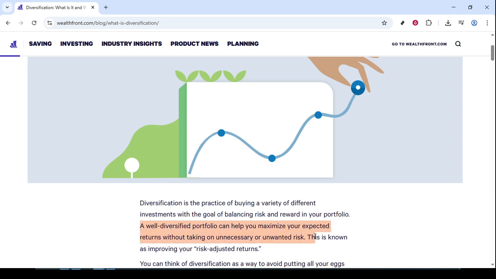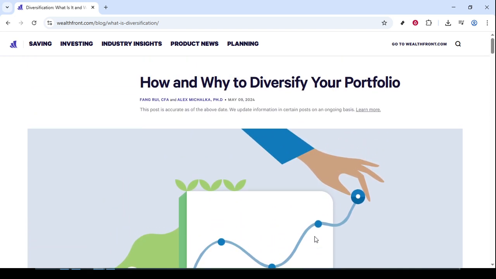Now, upon visiting the Wealthfront blog, you'll find detailed articles about diversification written by experts like Fang Rui, CFA, and Alex McCalca, PhD. They break down the principles of diversification and its significance, providing a robust starting point for understanding the topic. These resources emphasize that diversification involves both the quantity and variety of assets you include in your investment portfolio. So, what specifically makes a portfolio diversified?